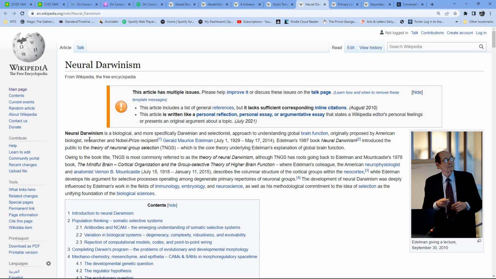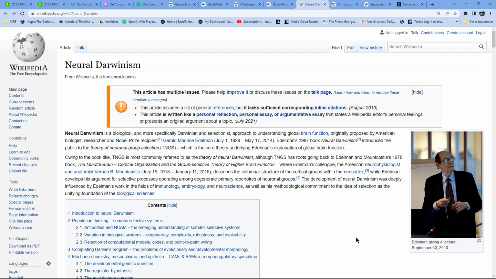So back to neural Darwinism. It's a biological, or more specifically, Darwinian and selectionist approach to understanding global brain function, originally proposed by Gerald Maurice Edelman, and it was introduced in the book by the same name. It introduced the public to the theory of neuronal group selection, or TNGS, which is a core theory underlying Edelman's explanation of global brain function. And of course, it's not the only theory that involves global approaches to the way in which consciousness may or may not work.